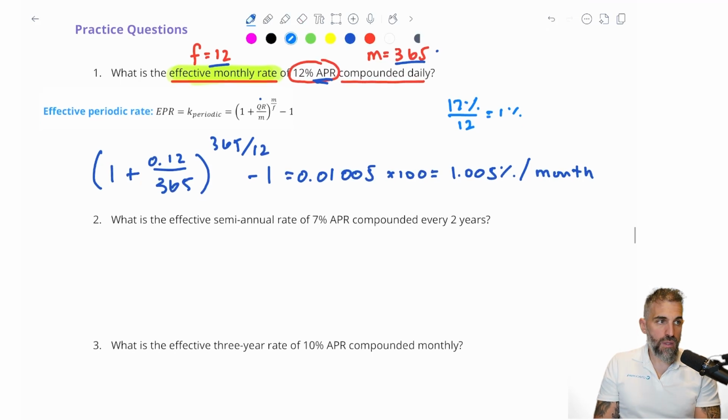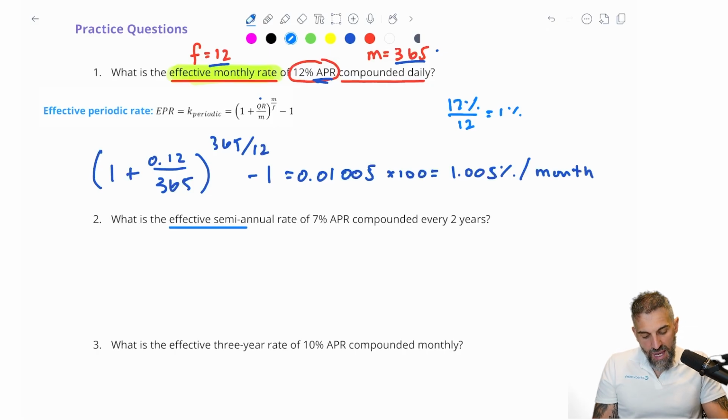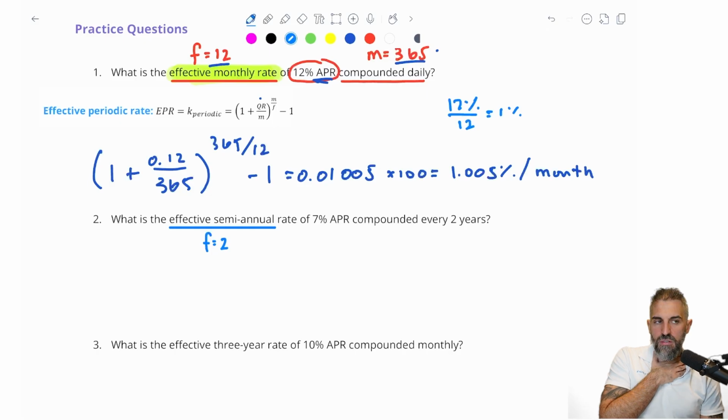Okay, let's do another one. What is the effective semi-annual rate? Semi-annual is 2 times per year. One really common question I get is, why is this 2 and not 6? Isn't it every 6 months? Yes, it is every 6 months, but that's not what that means.